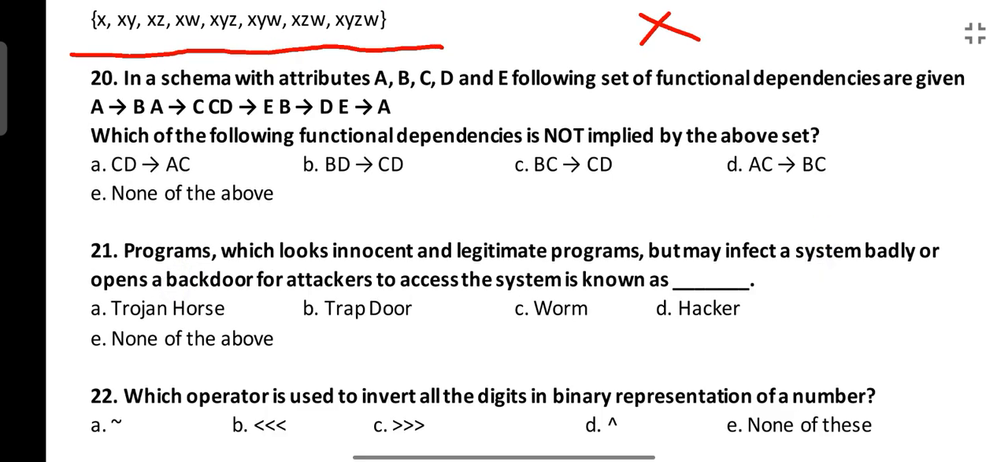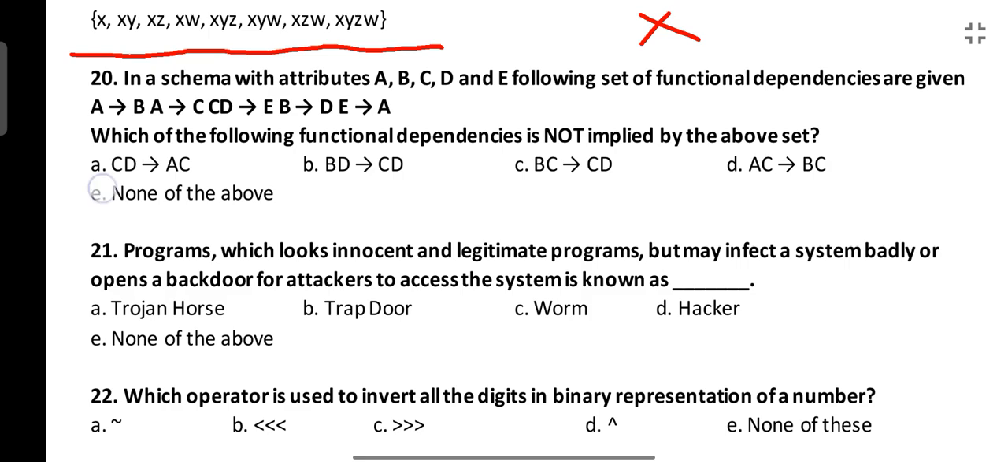Question number 20. In a schema with attributes A, B, C, D and E, the following set of functional dependencies is given. A derives B, A derives C, D derives E, B derives D and E derives A. Which of the following functional dependencies is not implied by the above set? Here we need to check all 4 options. So first is CD derives AC.